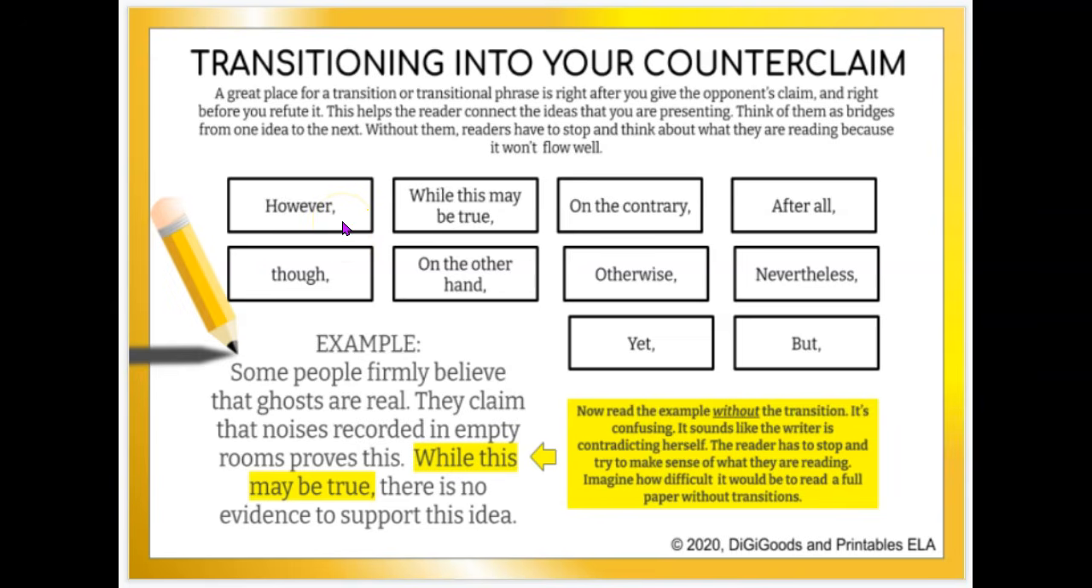So in these boxes are some transitions that you could use. However, while this may be true, on the other hand, on the contrary, otherwise, you get the picture. You can always come back and borrow these transitions as well. Now let's take a look at an example that has a transition, and then we'll read it without the transition and think about how it sounds.